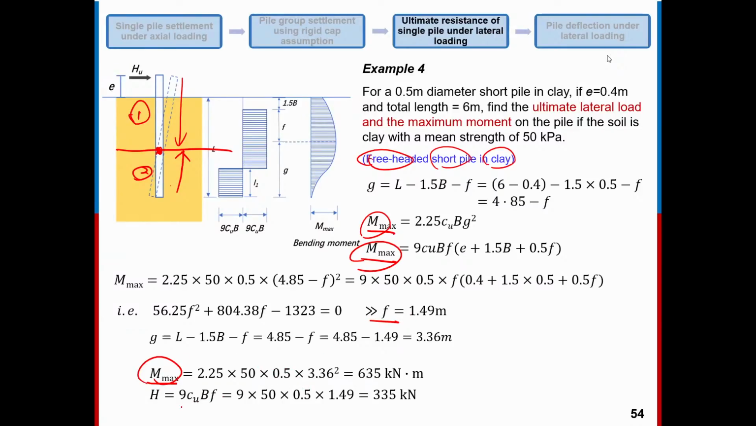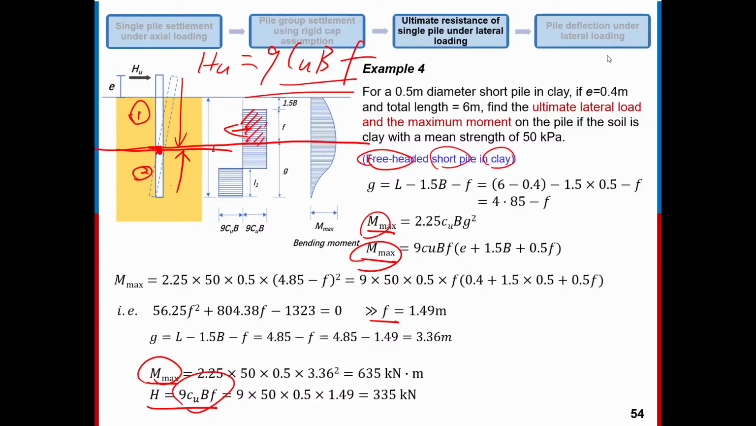Then with the horizontal force equilibrium, if we cut it here, the Hu will be equal to the anti-force from the soil, right? It means this area of this soil reaction, which is equal to 9 Cu B multiply F. This is the area, 9 Cu B multiply F. We get this result for the horizontal force.